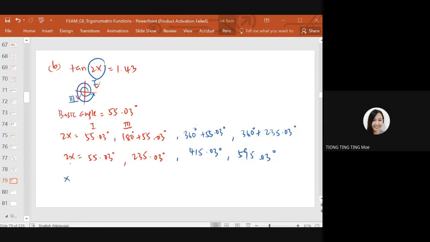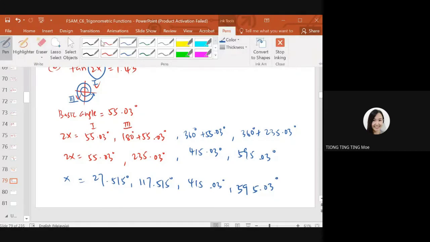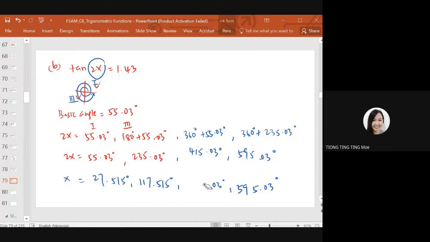So x divided by 2. So you get the answers 27.515, 117.515, 415.03, and 595.03. Oh no, sorry, wrong. 117. Then the third one is 207.52 degrees and the last one is 297.52 degrees. Okay.